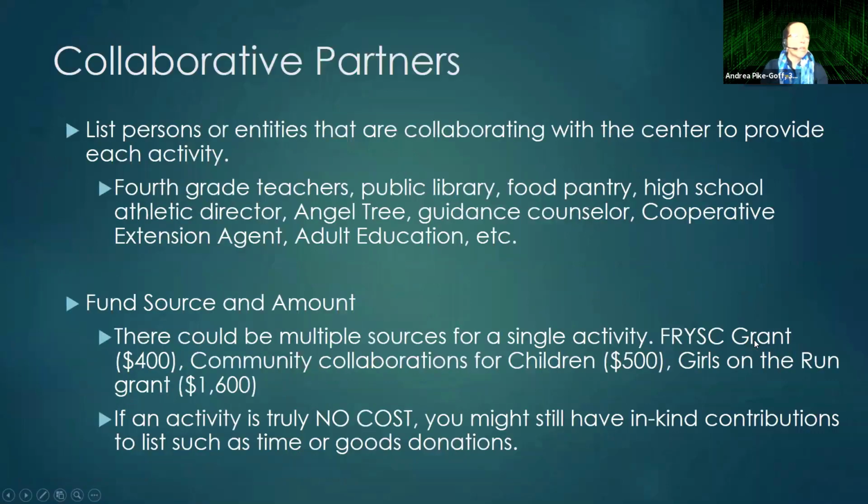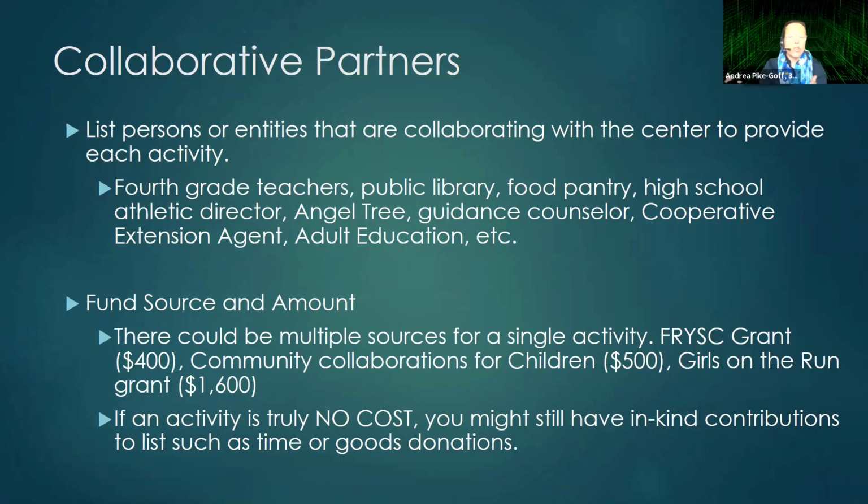And the next thing we're going to look at, the next section of your grant or your activities, is your collaborative partners. And the collaborative partners will be listed per activity. So they should correspond to whatever that activity you have listed. List the persons or entities that are collaborating with the center to provide each activity. Could be fourth grade teachers, could be public library staff, could be the food pantry staff, high school athletic director, whoever it is that's going to help you conduct that activity. I just like to list them all there.